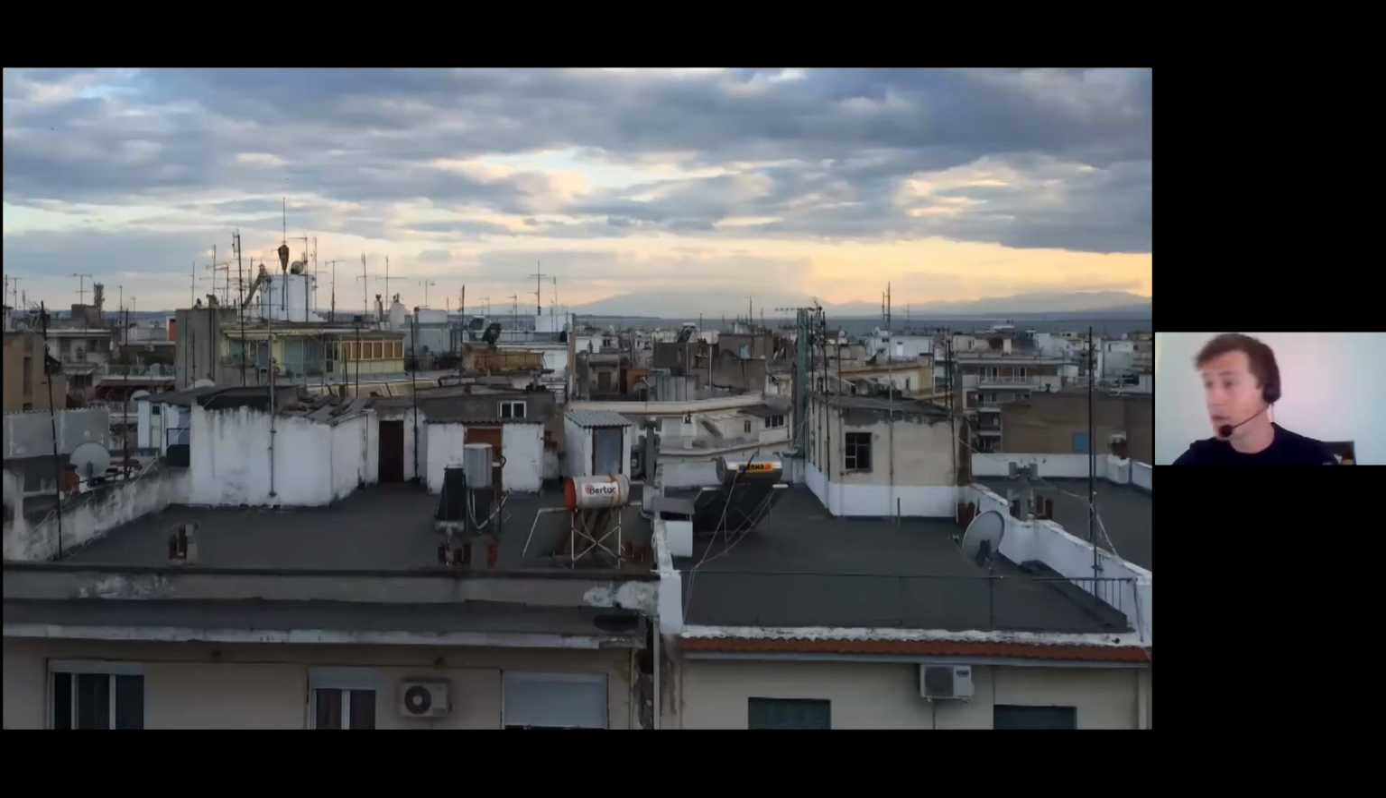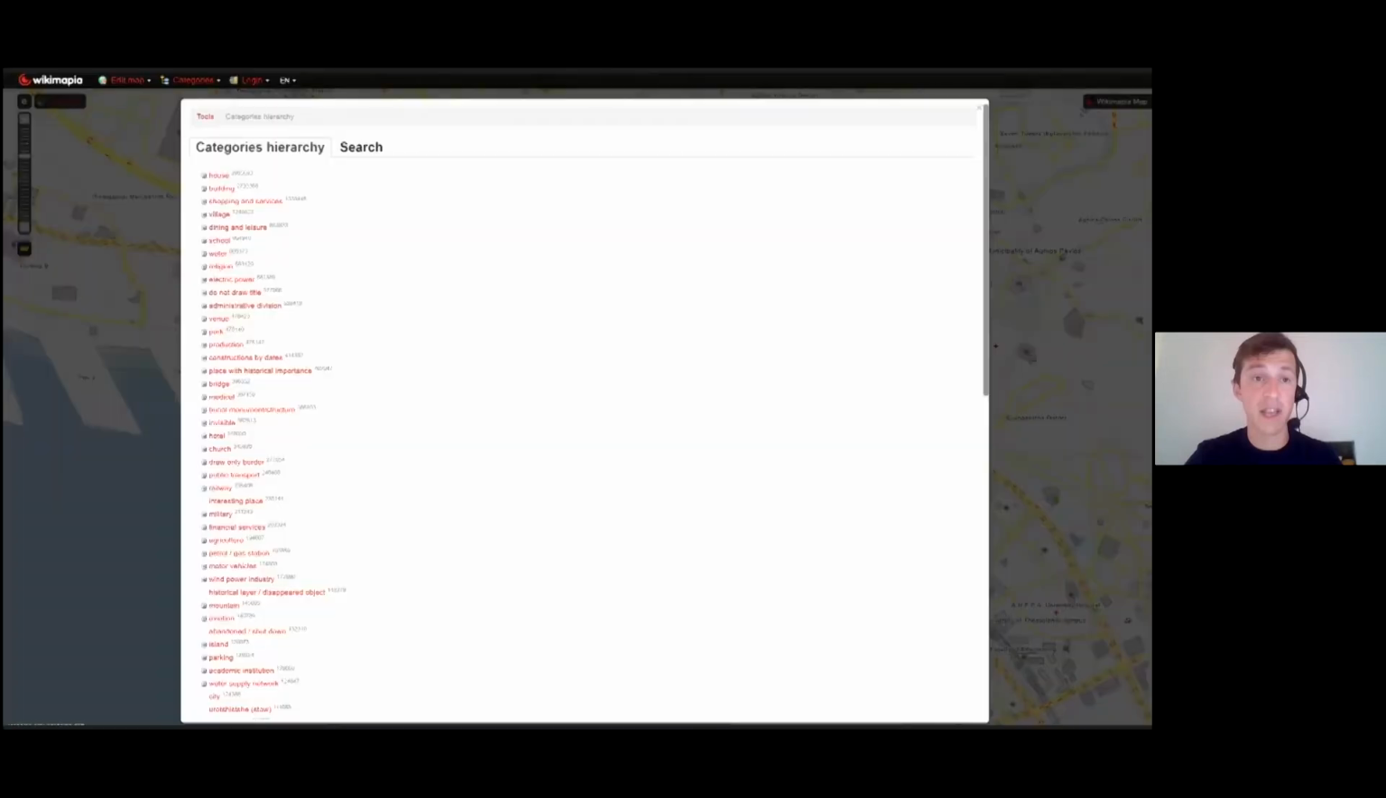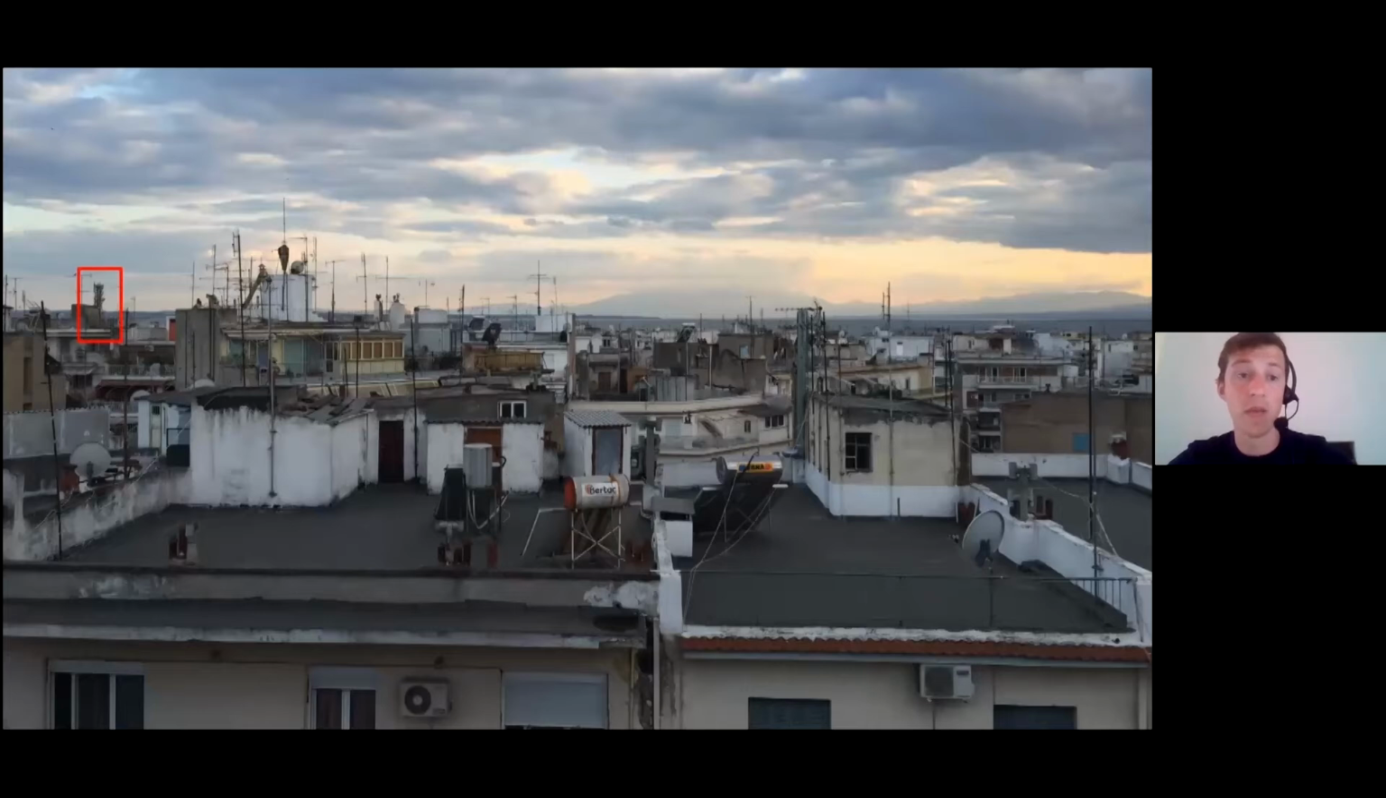Now, Wikimapia, which is a really powerful, really helpful open source mapping tool, has all of these categories. Perhaps some of you are familiar with this website. It has all of these categories which are user generated and user uploaded, and you can use those to search for particular objects. So let's have a look at this object over on the left hand side.